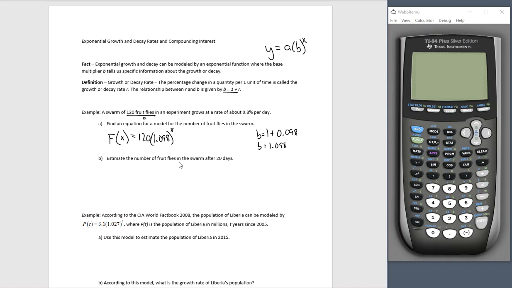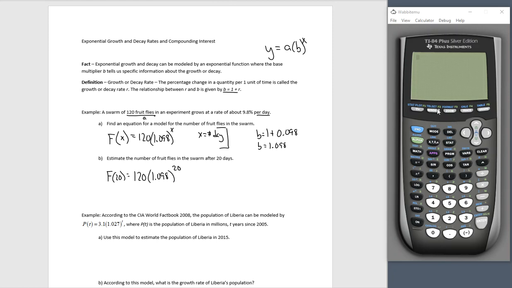And let's make that an x, as our x is the number of days. We know that because the growth rate is given in days. So the number of fruit flies is equal to 120 times 1.098 to the power of x. After 20 days, F of 20 is 120 times 1.098 to the 20th.